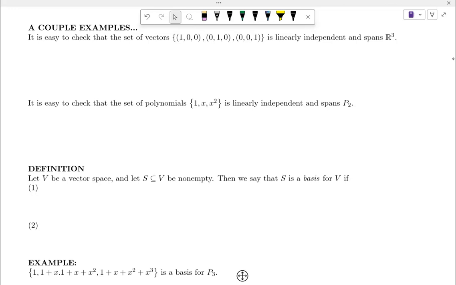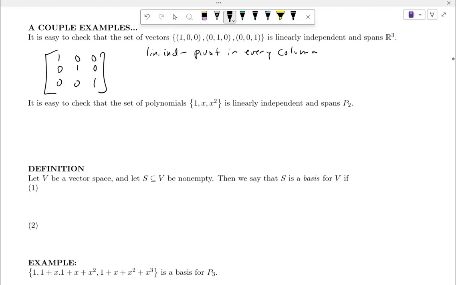Yeah, there's a pivot in every column, right? Why does it span? Pivot in every row, right? So when you form your matrix, you get the identity matrix here. So make those vectors as columns, row reduce it. Okay, poof, I row reduced it, right? Okay, so the set is linearly independent because there's a pivot in every column. And it spans because there's a pivot in every row.